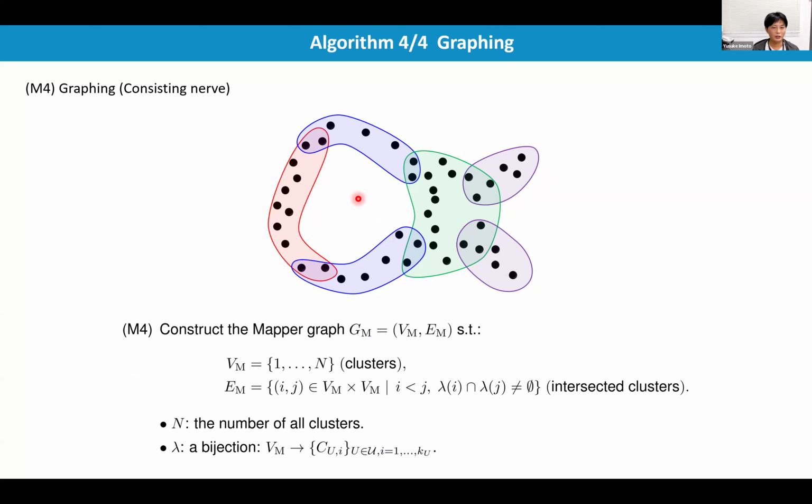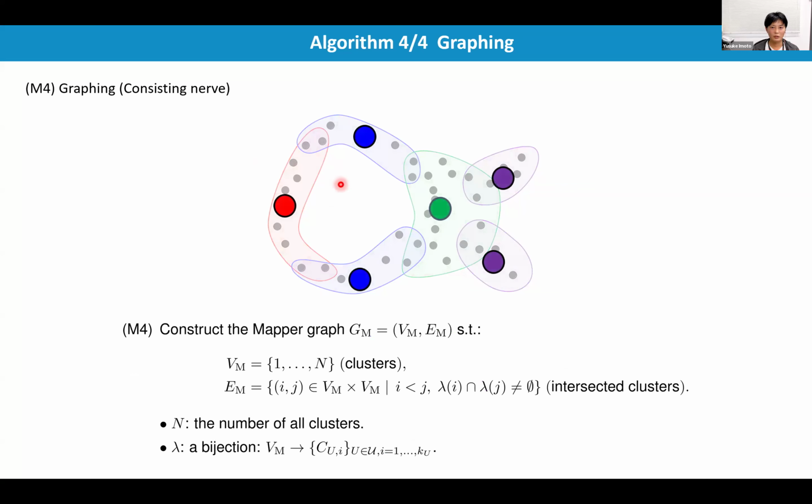Finally, we construct the nerve. Here we only consider the graph corresponding to the one-dimensional simplicial complex. So we construct the Mapper graph whose nodes are assigned to the indices of the clusters and whose edges are defined between the overlapping clusters. Here n is the number of clusters and lambda is a bijection from the vertex set to the cover made by the clusters.